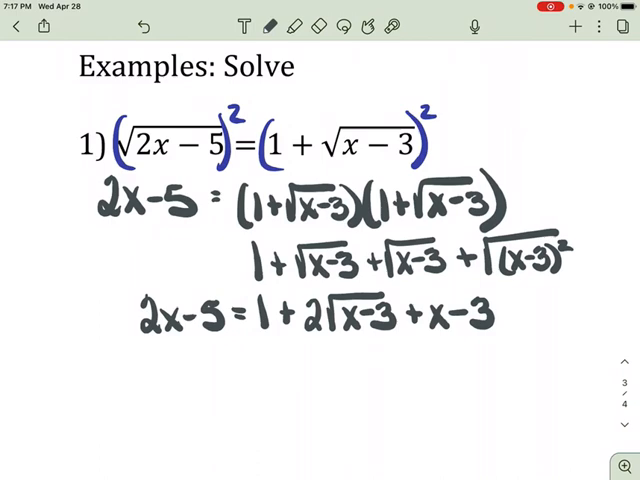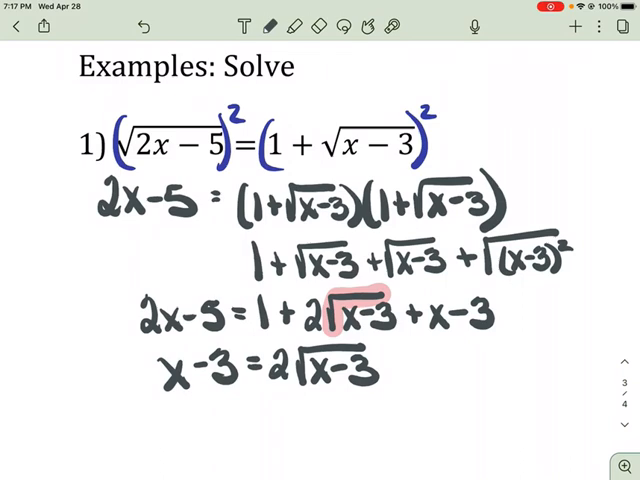So we isolated the radical that we wanted to get rid of, which was the square root of 2x minus 5. We took care of that. Problem: we still have a radical right there. So now we have to do this whole process all over again, which means I want to isolate the square root of x minus 3, which means I'm going to subtract. Negative 3 and 1 is negative 2, which means I'm going to add 2, so that's going to make me minus 3 over here. And then I'm going to subtract the x, so x minus 3. That gives me 2 square roots of x minus 3.